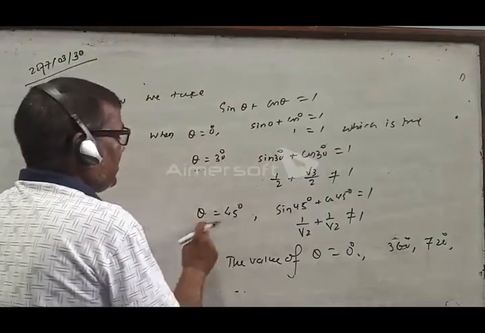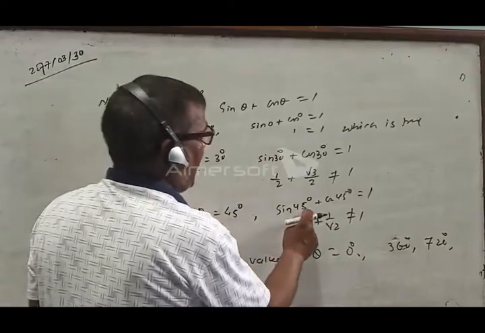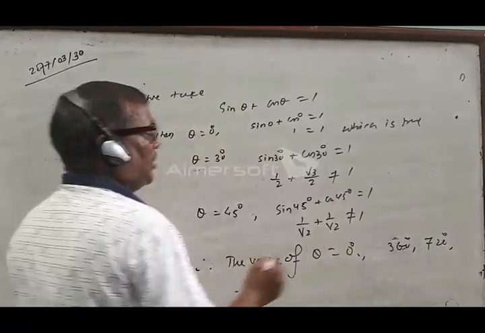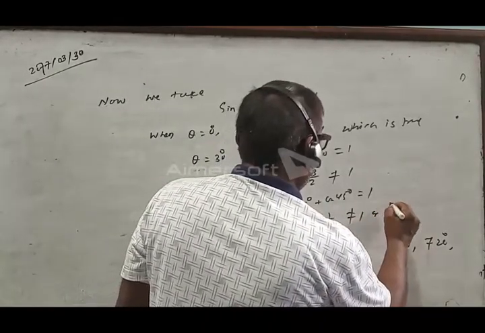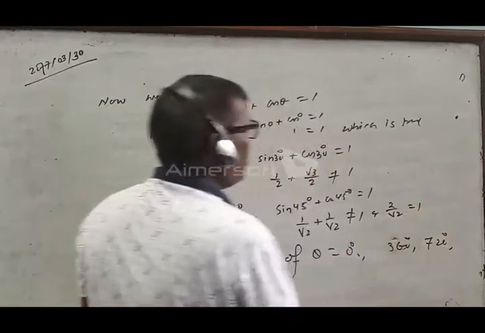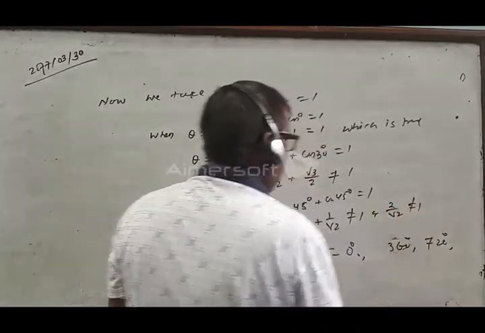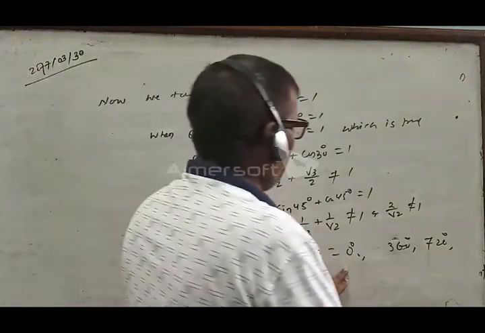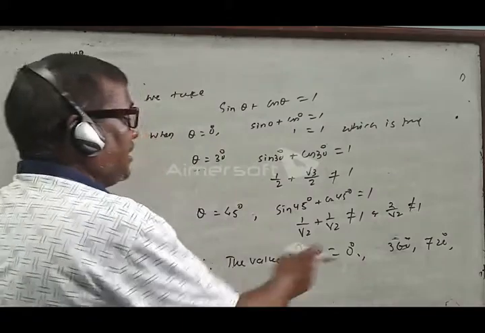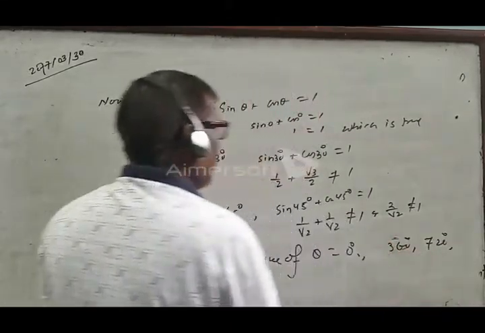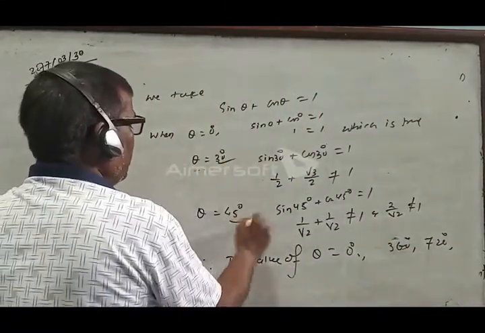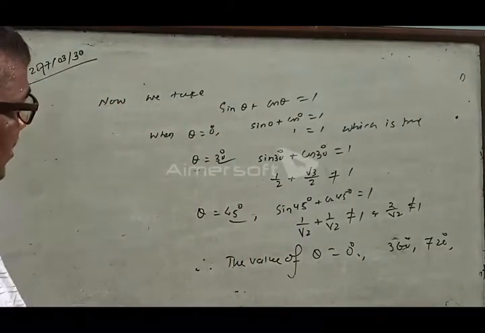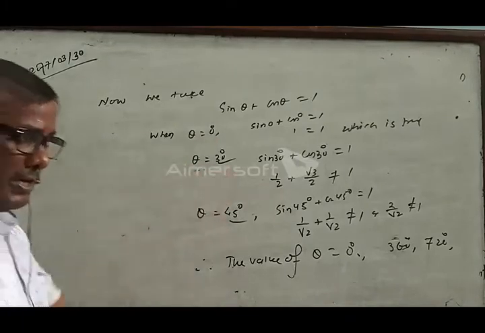Similarly, now theta is equal to 45 degree, so sin 45 degree plus cos 45 degree is 1 by root 2 plus 1 by root 2, which is 2 by root 2, equal to 1. It is not true. So the general solution of the given equation is theta equal to 0 degree, 360 degree, 720 degree, and the values 30 degree and 45 degree do not satisfy the given equation.